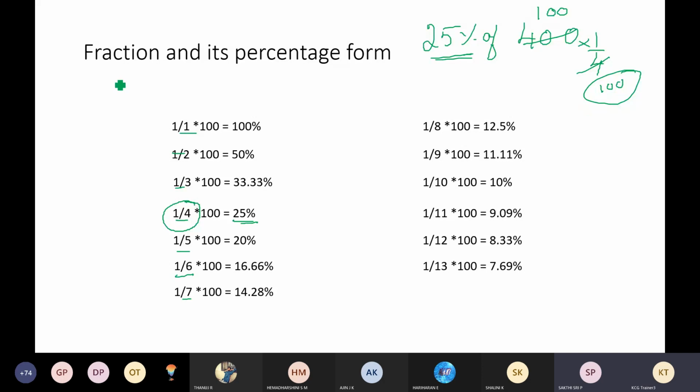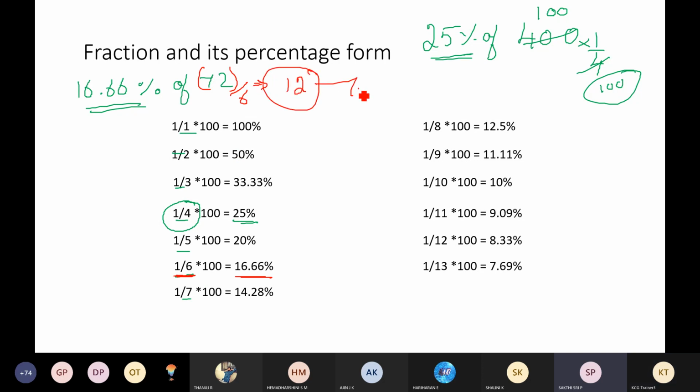Clear? So let's get back to the question that we were discussing. 16.66 percentage of 72. Have you seen 16.66 percentage somewhere? Yes. 16.66 percentage represents the 1 by 6 fraction. So take this number and divide it by 6. What is the answer that you get? 12 is the answer. Clear, people?